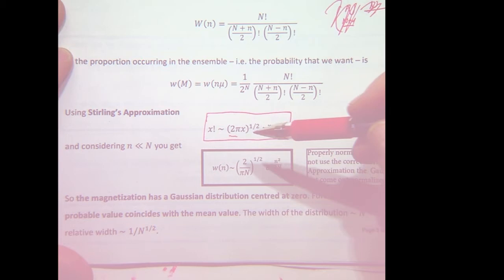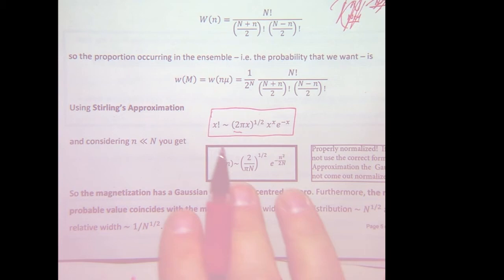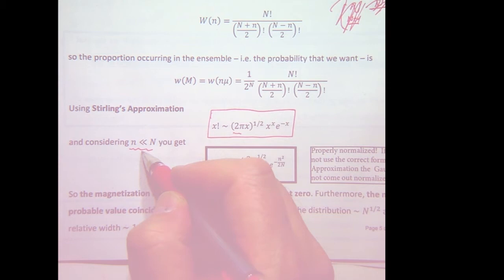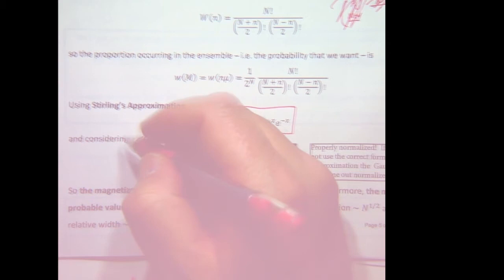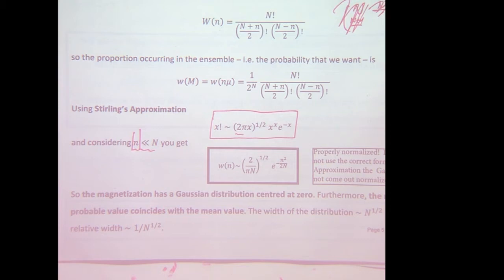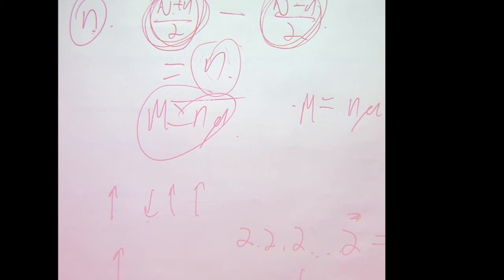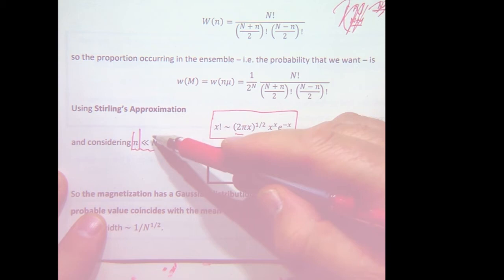And then you just consider, we're interested in the zero field case, and we want to know what the probability distribution looks like when the number of up spins is almost the same as the number of down spins. So in other words, n is a very small number, it's got to be close to zero, the absolute value of n. The number of up spins and the number of down spins is almost exactly the same. We're expecting that in zero field, the distribution's going to be maximum around there. So we're looking around the maximum, so little n is going to be a very small number compared to N.